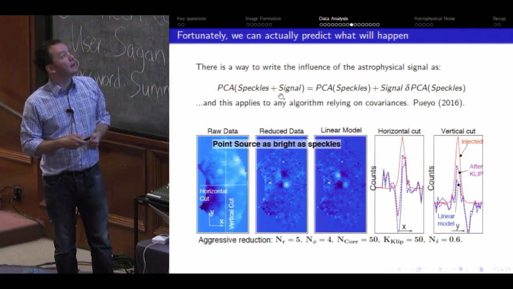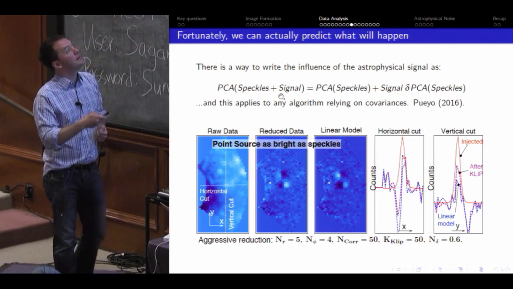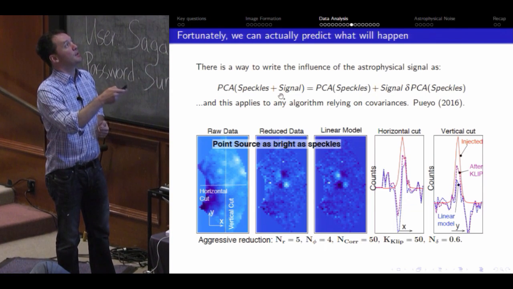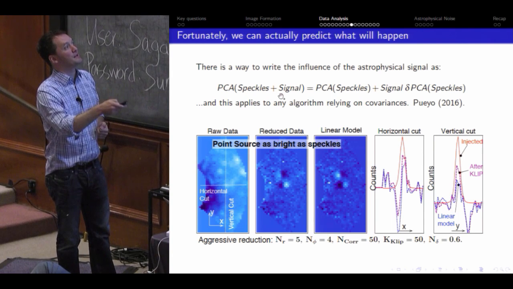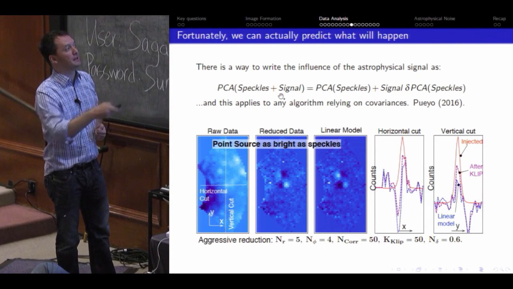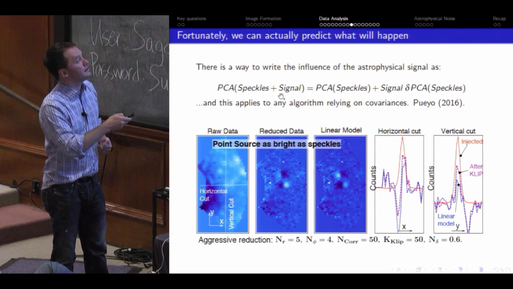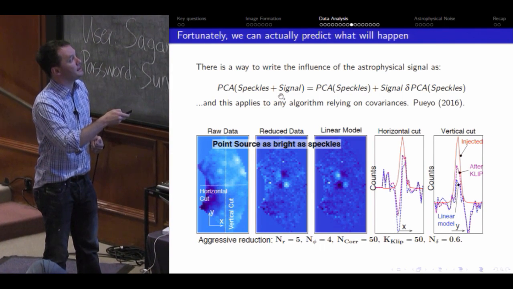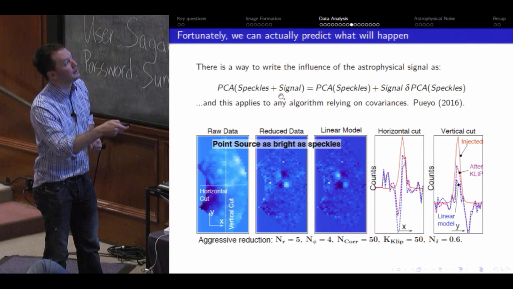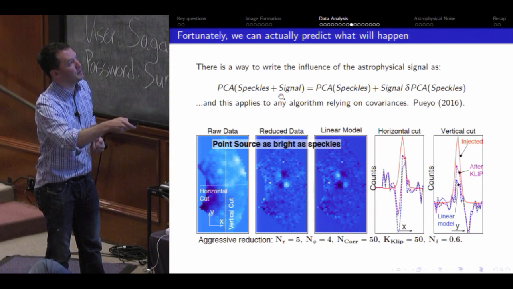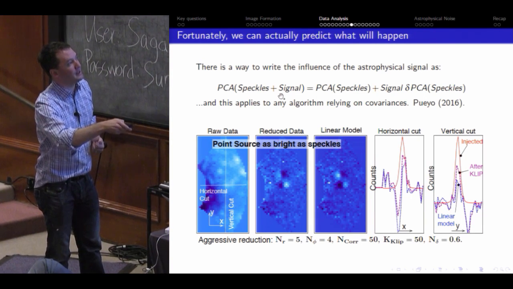Fortunately, there is actually a way to deal with it. You can take any of these least squares algorithms and separate the contribution of the speckles and the contribution of the signal in a linear way, provided the signal is small. And what you can see here is I've put a planet in this data set. You don't really see it. You turn on the crank, and sure enough, it appears here. But you can see this is the image of the planet I've injected. This is the image of the planet after my data analysis algorithm. And this is the image of the planet after my model.